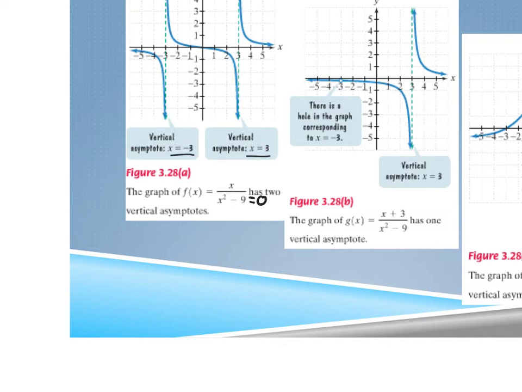They set the denominator equal to 0, so we have x squared is equal to 9. Take the square root, so x is equal to plus or minus 3. So our domain of this graph would be all real numbers, except plus or minus 3.